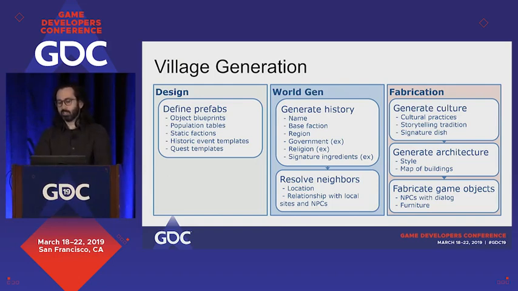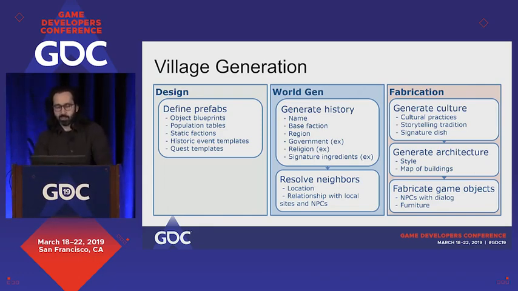This is where we're going to actually generate a specific culture for the village based on the history. We're going to generate a specific architectural style and map out what the buildings look like. And finally, the last step, right before the village is loaded on the screen for the player, we're going to fabricate game objects, where we're actually going to place walls, place NPCs, and place furniture in the buildings.